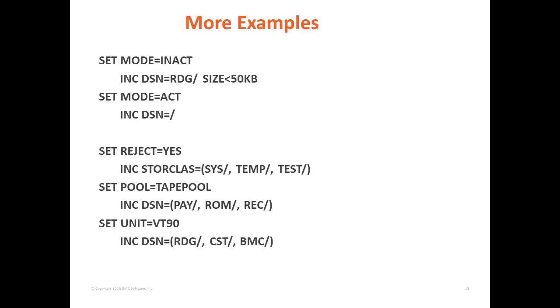Another example, we will not include any datasets that start with RDG and are of a size less than 50 KBs. All other datasets are eligible. The other set statement rejects store class that begins with sys, temp, or test. Datasets that start with pay, rom, or rec will get allocated to the tape pool. Datasets beginning with RDG, CST, or BMC will depend on if VT90 is assigned.